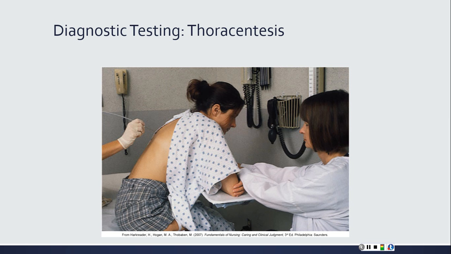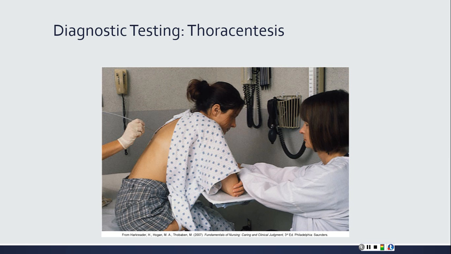Similar positioning. Now, are all of your patients going to be able to sit up like this? No. How do you think we would position a patient that couldn't sit up like this? Okay. We're going to position them on their side with the lung that the physician wants to go into up. So that's the side that would be up, so that they can go in. Now, what do you think the danger is?